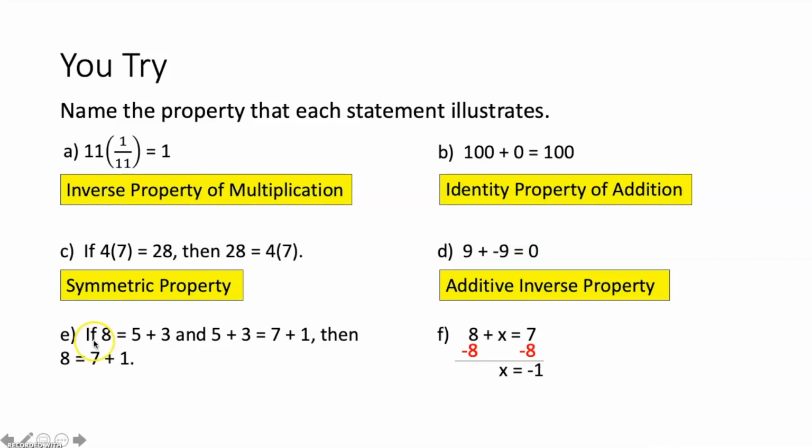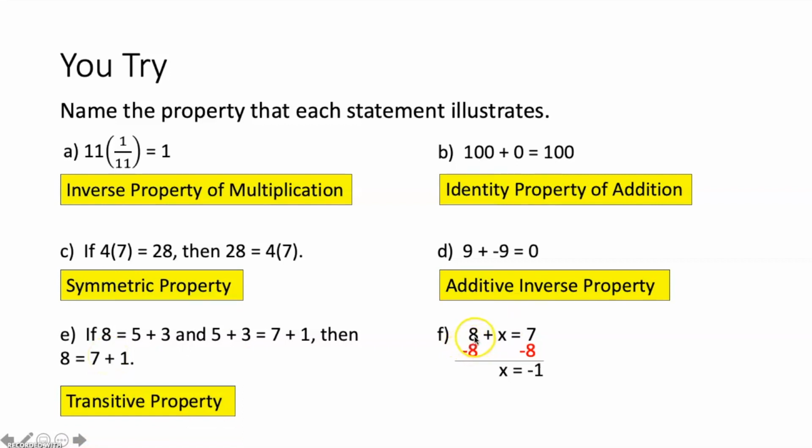Part E, we have if 8 is equal to 5 plus 3 and 5 plus 3 is equal to 7 plus 1, then 8 is equal to 7 plus 1. So if A equals B and we know that B equals C, then A equals C. That's what it's telling you here. So this would be the transitive property.